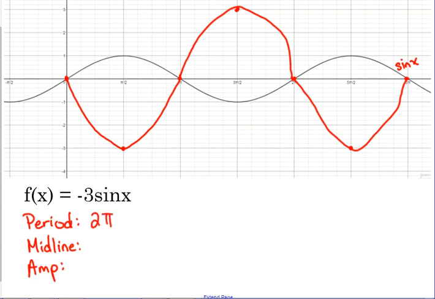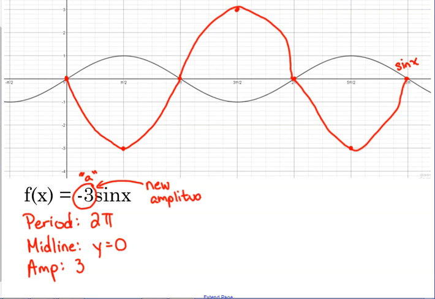Did my midline change? Nope. Still at y equals 0. I didn't move up and down. That's still right in the middle of my graph. How about my amplitude? Yes, it did change. Now to get from my midline to my minimum or my midline to my maximum, it's 3 units as opposed to the 1. So this constant right here, we call it A, and that works nicely because that affects our amplitude. Whatever that number is, that is the new amplitude.